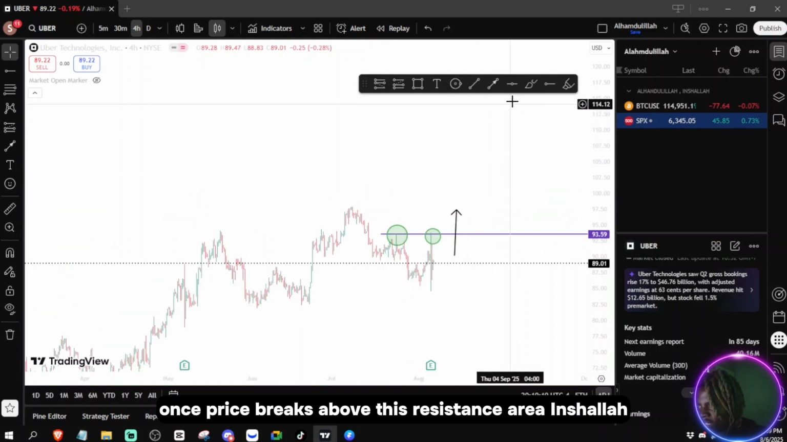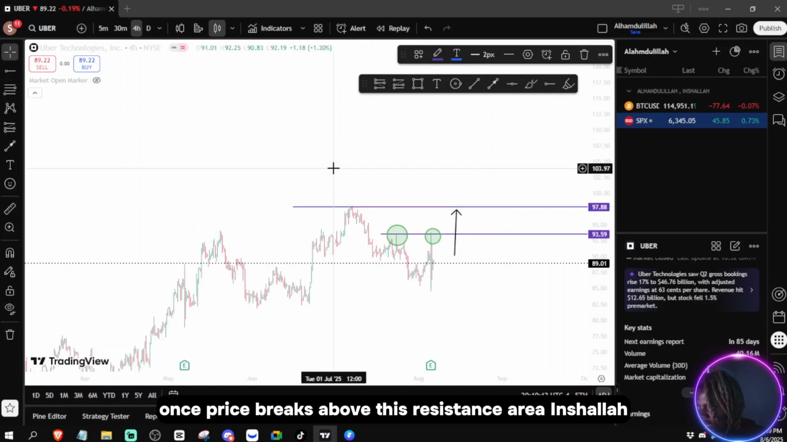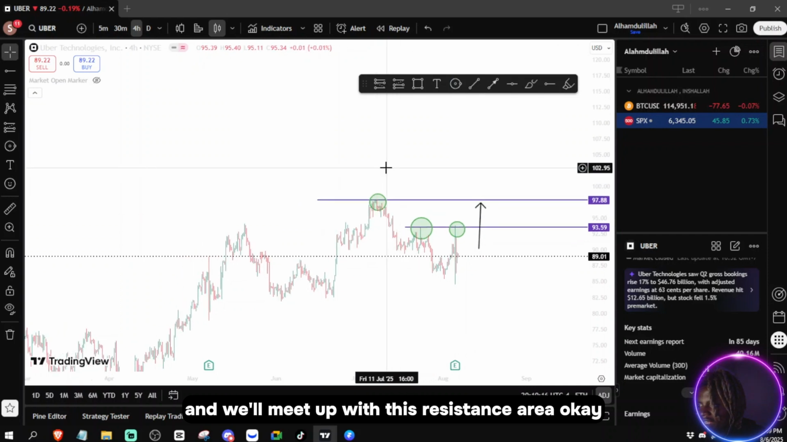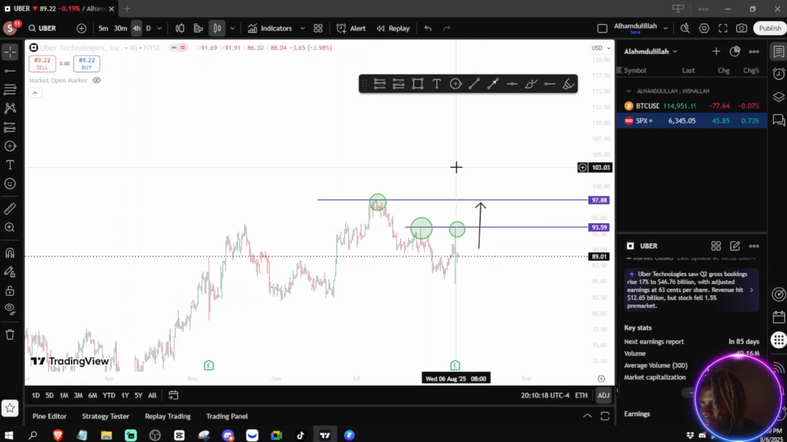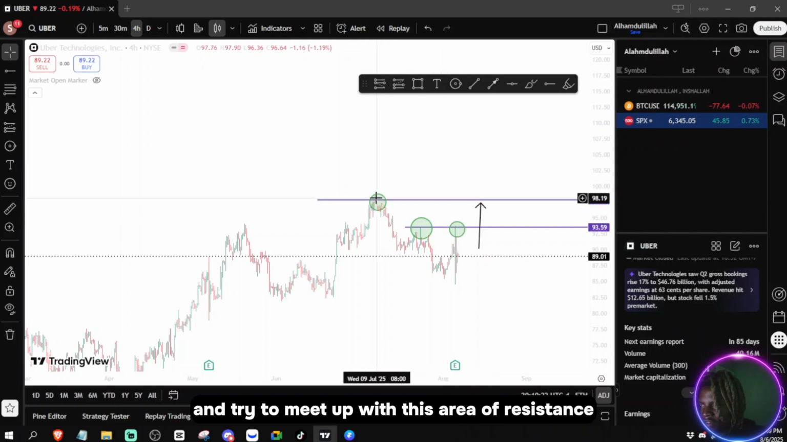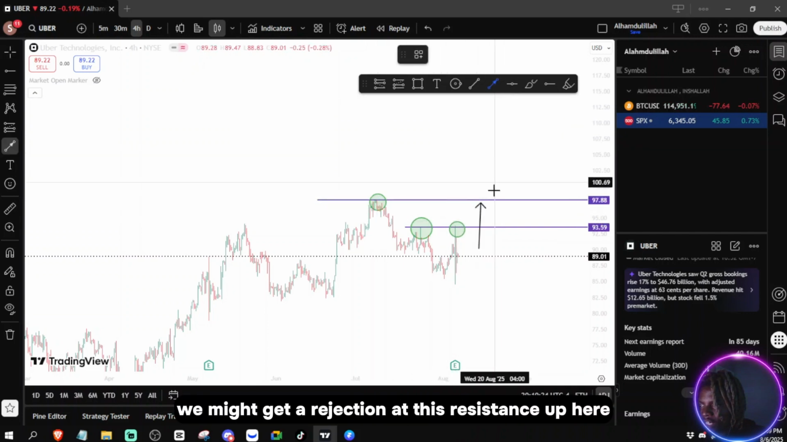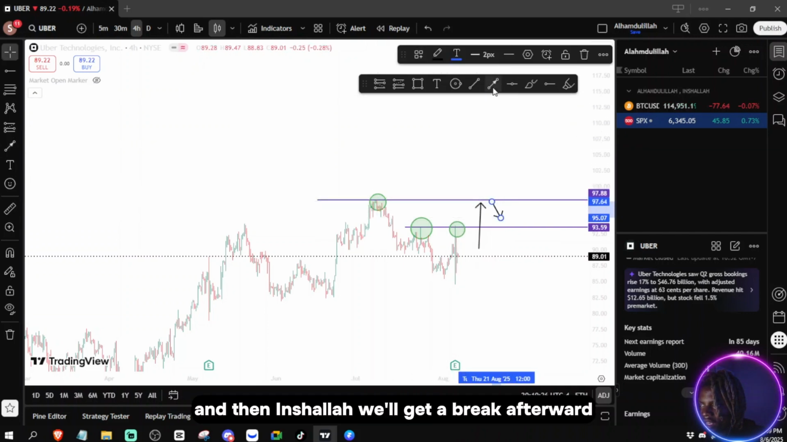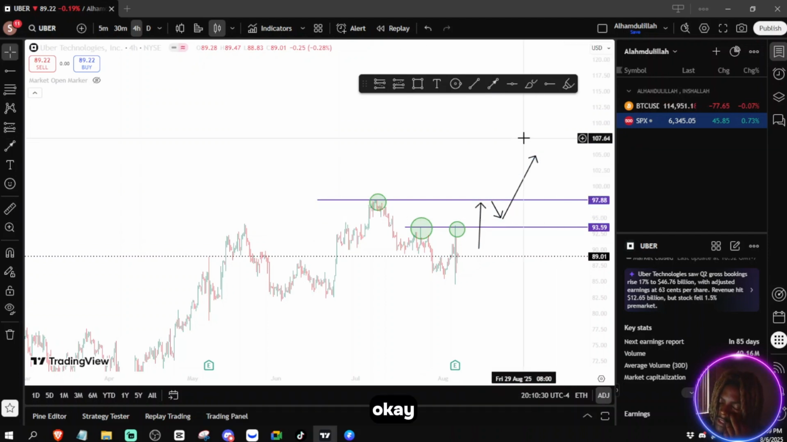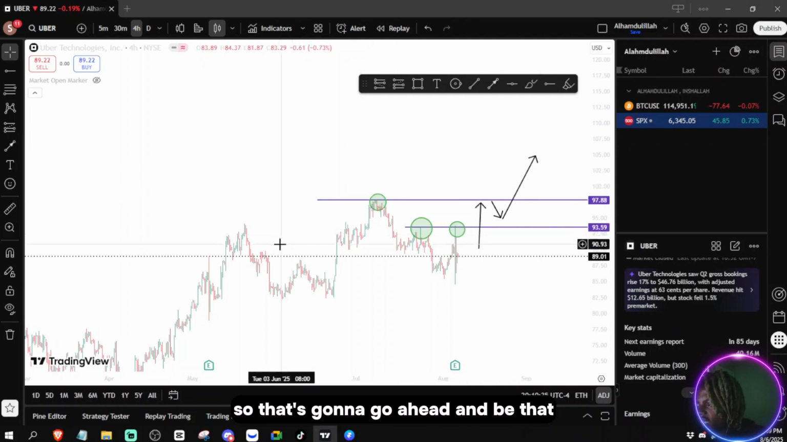Okay, once price breaks above this resistance area, inshallah, I believe we'll go ahead and meet up with this resistance area, just to go ahead and fill the gap. So this area of resistance is going to get broken and try to meet up with this area of resistance. Then we might get a rejection at this resistance up here, and then inshallah we'll get a break afterward. So that's going to go ahead and be that.